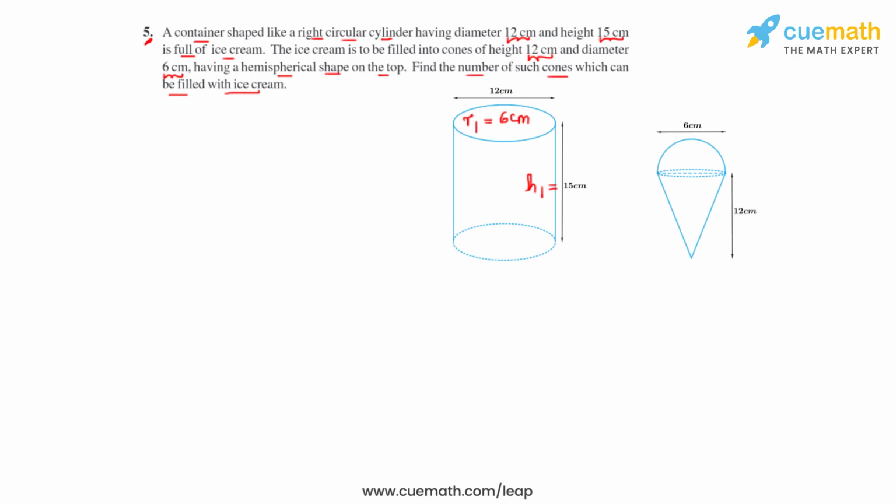Now coming back to the cone, we have its height H2 to be equal to 12 centimeters. The diameter of the cone and of the hemispherical shape which is on the top of the cone is 6 centimeters. So their radius R2 will be equal to half of it, which is 3 centimeters.